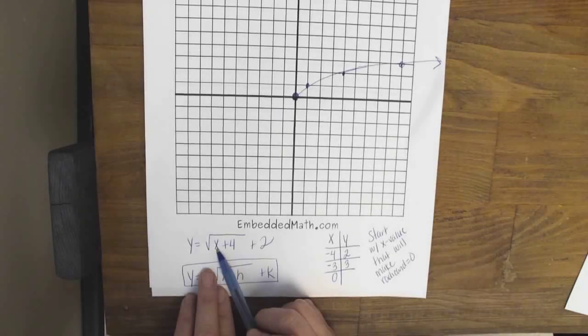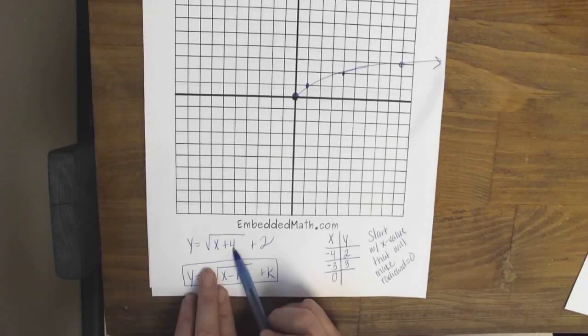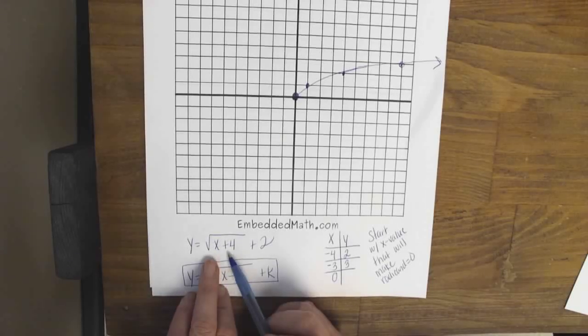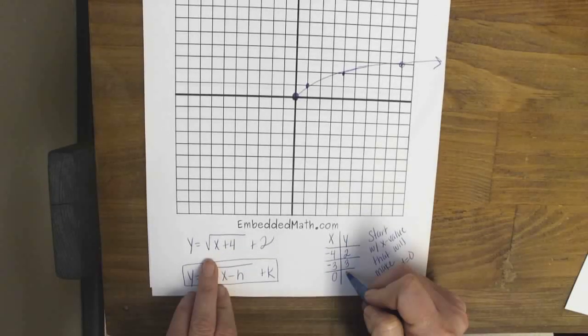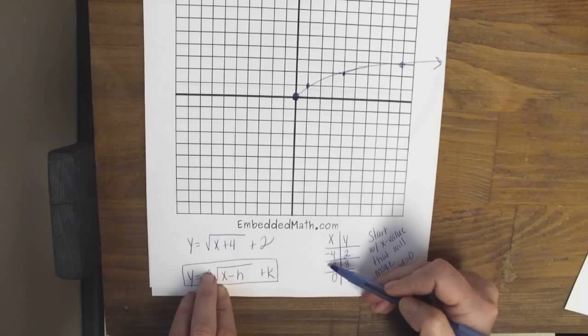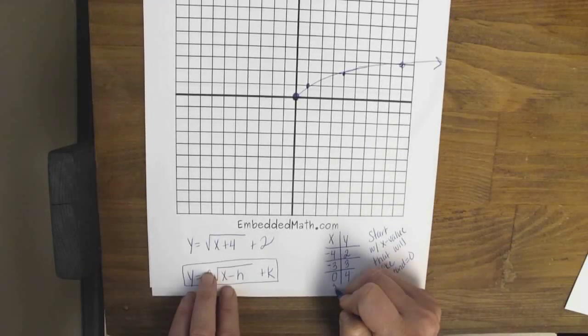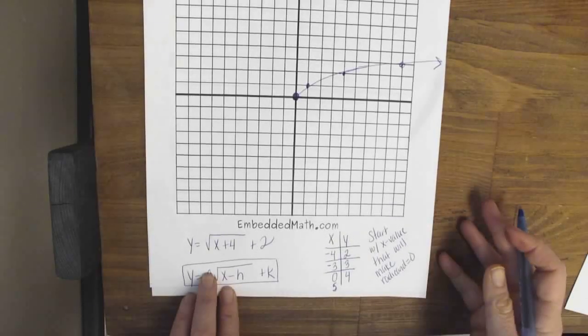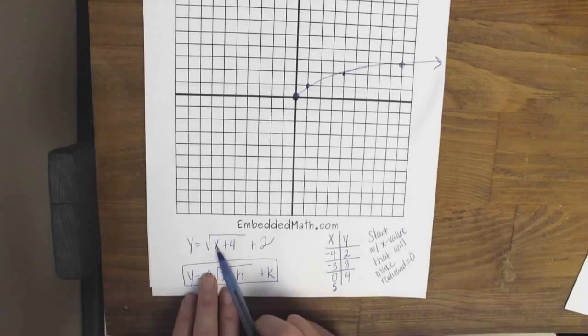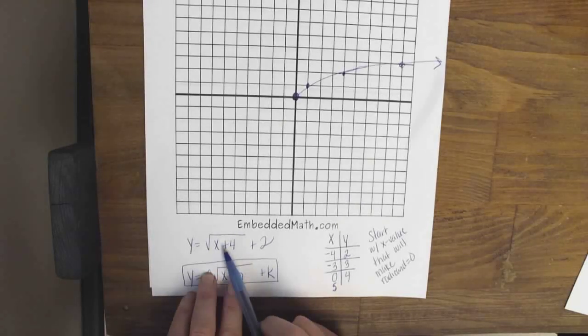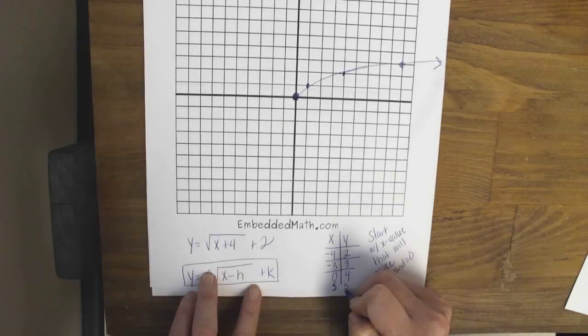Because if I plug in a 0, 0 plus 4 is 4. Square root of 4 I know it's 2. 2 plus 2 is 4. So I went up by 1. Then I went up by 3. Now I'm going to go up by 5. Why? Because if I plug in a 5, 5 plus 4 is 9. Square root of 9 is 3. 3 plus 2 is 5.